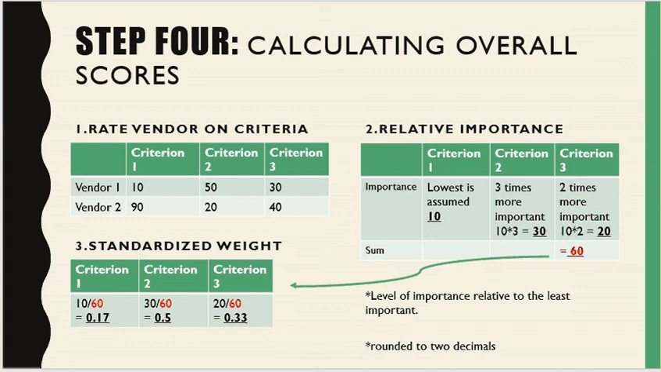Similar process for criterion 3. And once you get those relative values, you're going to be adding those together. In this case, it's equal to 60. And then dividing the sum of those back into the relative importance. And that's going to give you your standardized weight at the bottom left there.